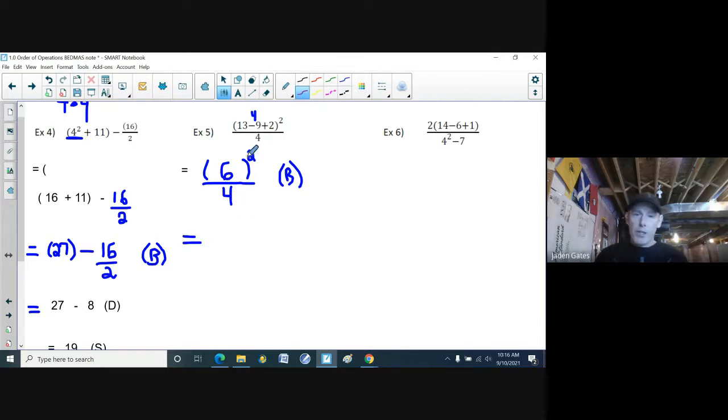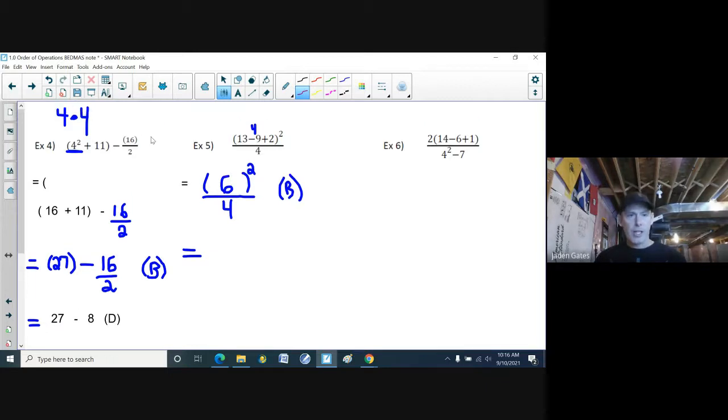Exponents. I do have exponents. I got this little 2 here. Now, again, 6 squared, or 6 to the power of 2, means you take 6 and multiply it by itself 2 times. So 6 times 6, just like I did with 4 squared over here where I had 4 times 4. Well, 6 times 6 is 36. And then I got my divide by 4. So there I just did the exponent.